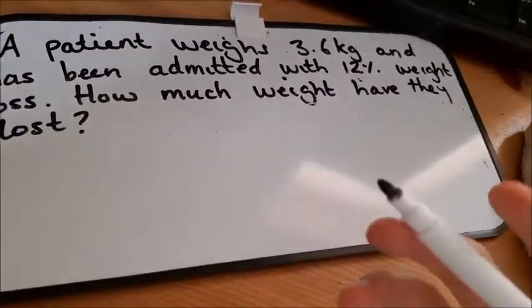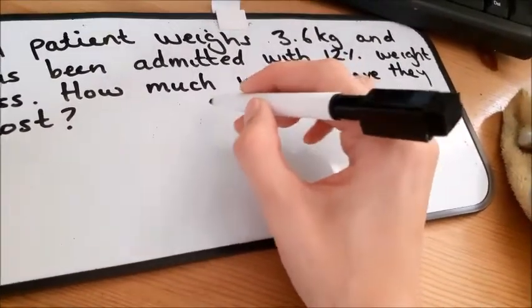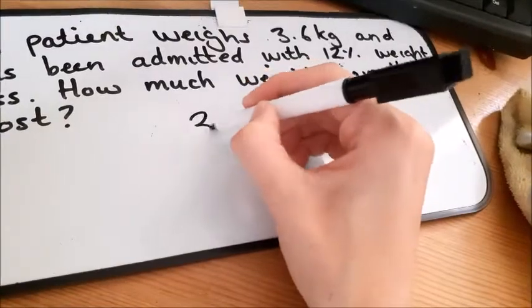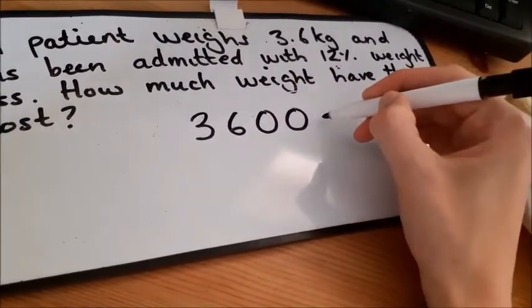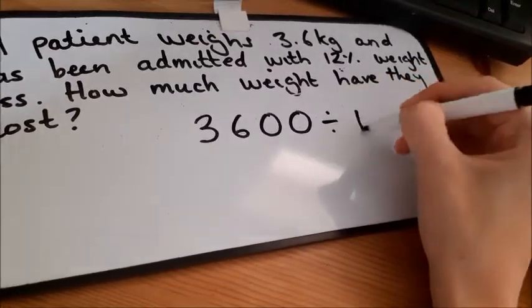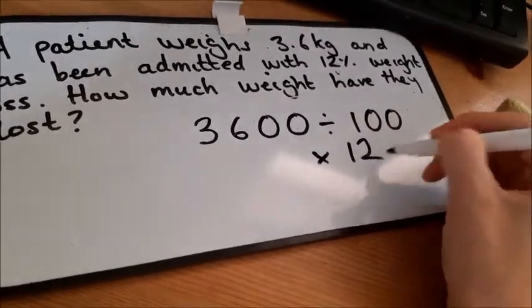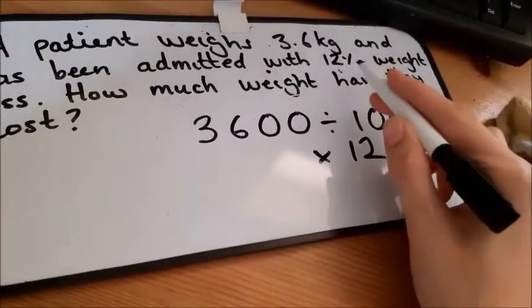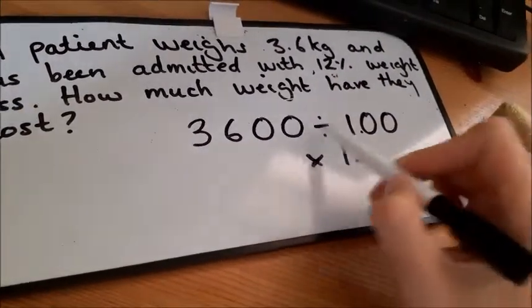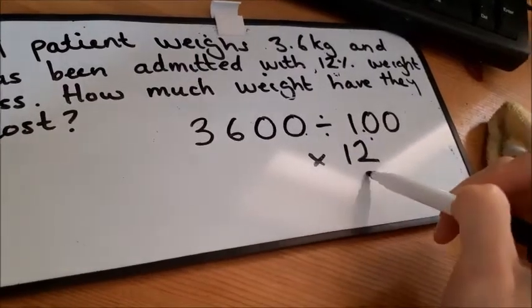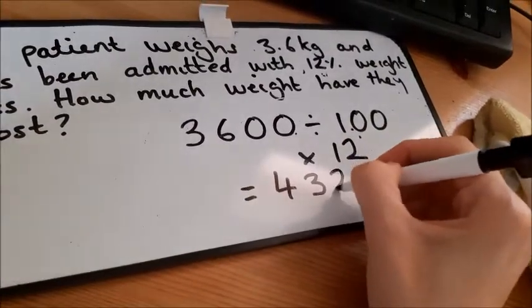Now, if I was at work, for example, I'd probably use a calculator, but obviously you need to know how to do it without one. I'd probably still convert it into grams because that's the easiest thing. So 3,600 grams, you would then divide by 100 and times by 12. And that's how you would get your 12%. Whenever you're doing percentages, you divide by 100 because it's like dividing by 100%, and you're timesing by 12, and that's how you would get your 432 grams.